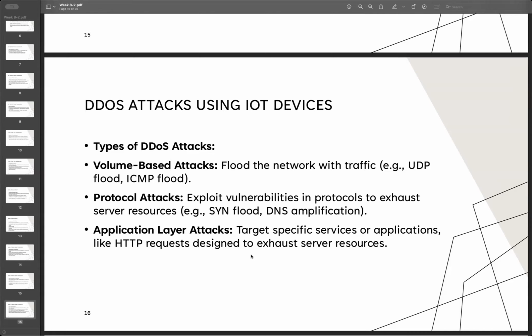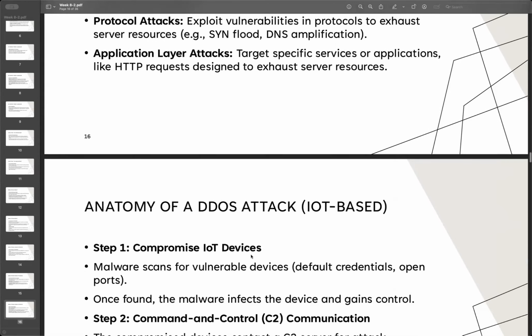or a DNS attack. And the next is the application layer attack. They will target a specific service or application, maybe over HTTP. If you remember the 7 layers, the application layer is on top, sending HTTP requests to also exhaust the server resources. So it's possible.